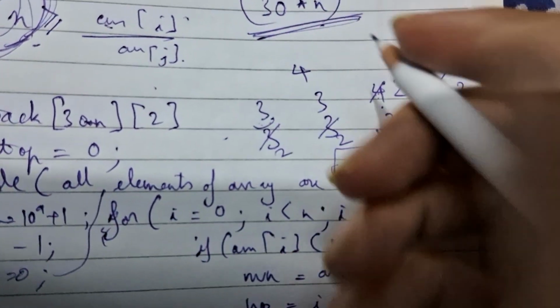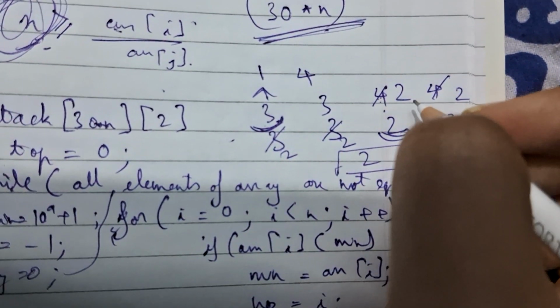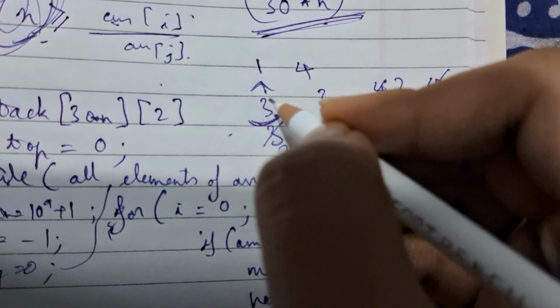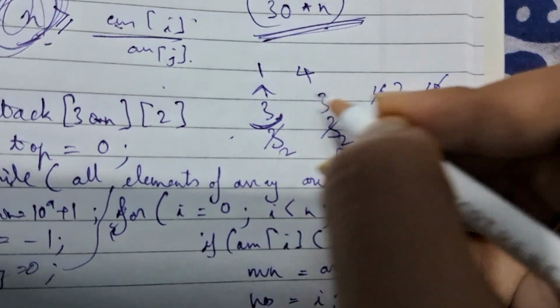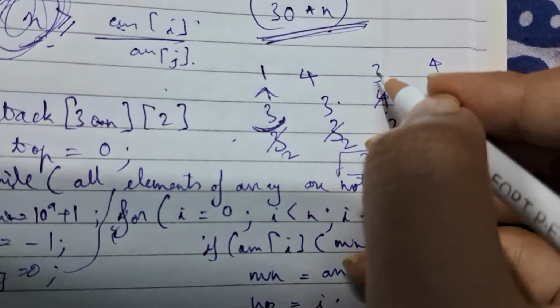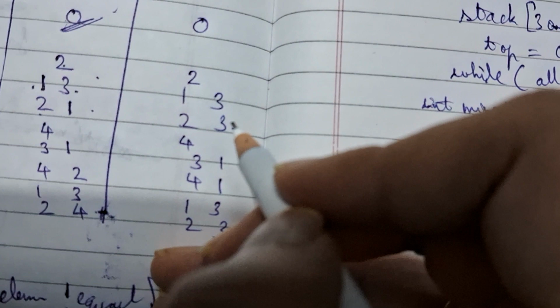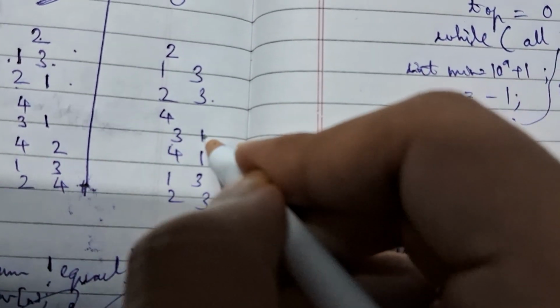What was the minimum element? 3, right? That which was at position 1. So what do we have to do? This is 1, this is 2, this is 3, and this is the 4th position. So we divided the 3rd position with the 1st position first, then the 4th position with the 1st position second. Okay, check this.